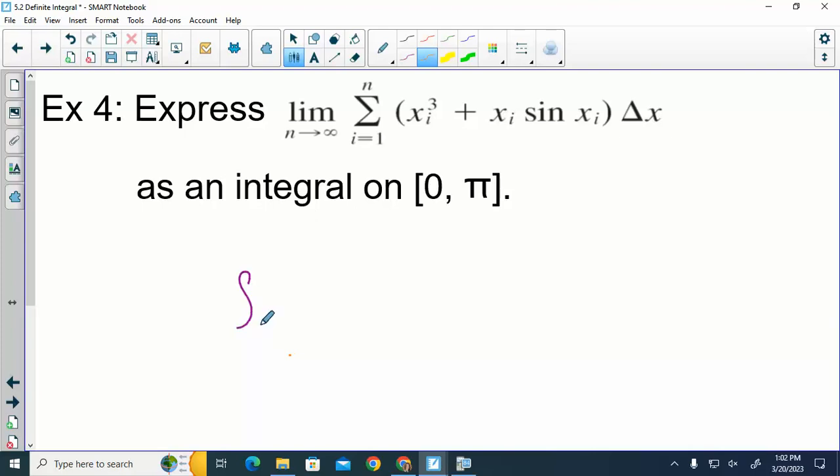So it's the integral from where to where? 0 to pi. In my function, all of these x sub i's just change to an x. So it would be x to the plus, and change in x gets replaced with dx, and that's it. Okay?